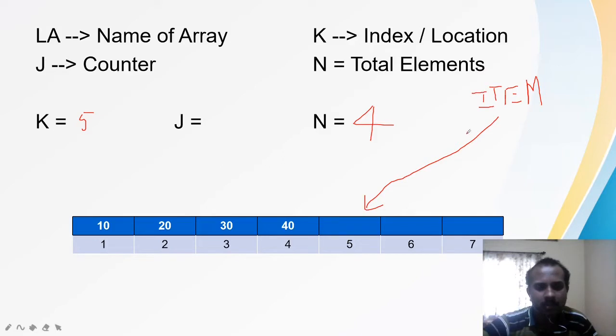And that time what will happen? Let me consider my item element is something like 50. That time 50 will come here. And what about n? I have to increment the n because now number of elements became 5, right? So n is equal to n plus 1. So now that is a very simple algorithm for the end of the array. So let me write that first, then I will go for the middle of the array.